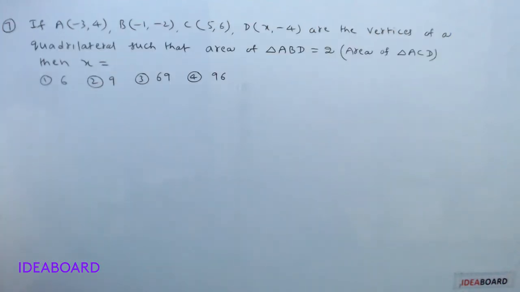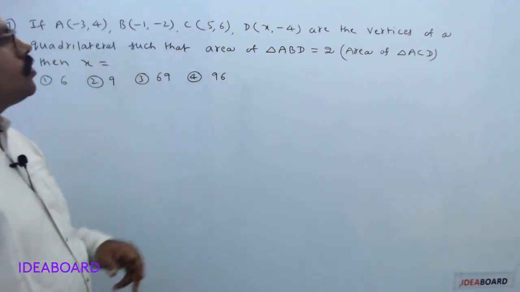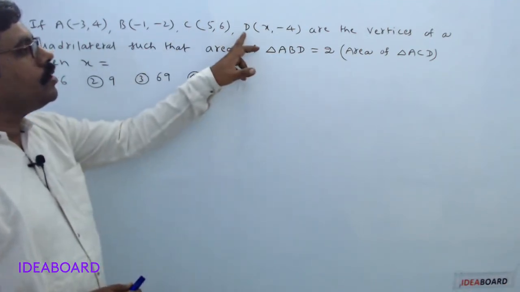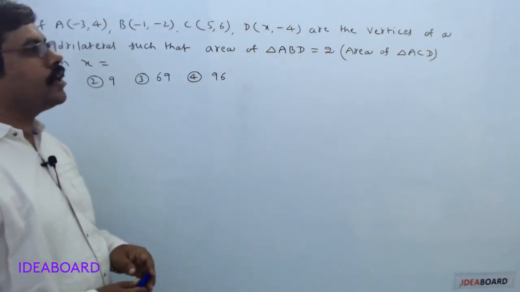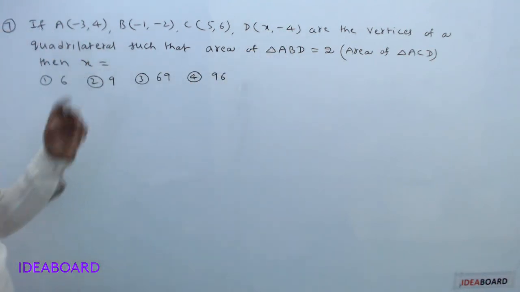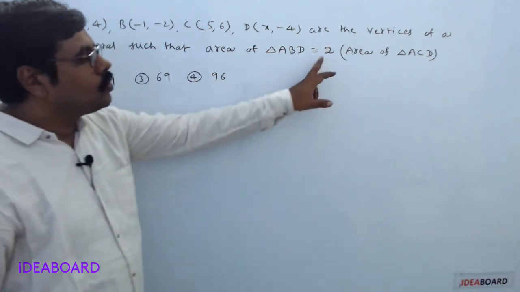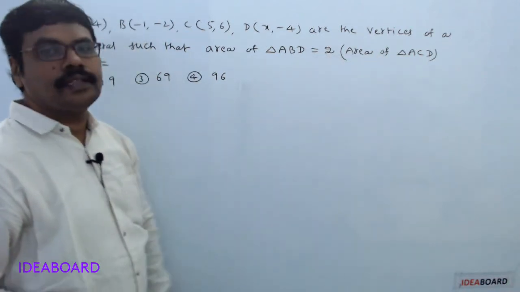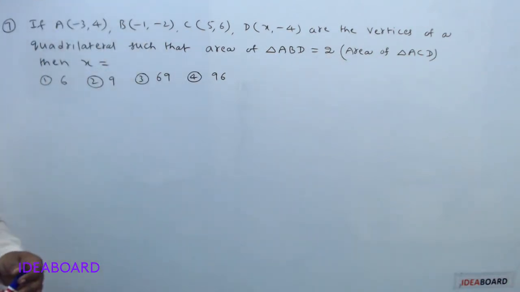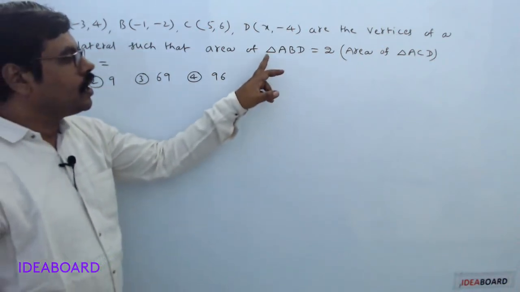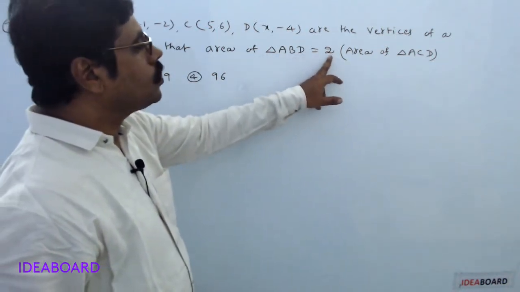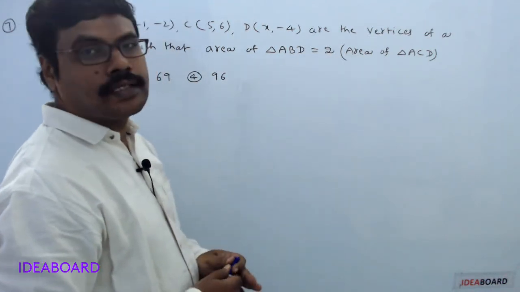Now come to the next problem. If A coordinates are minus 3, 4, B point coordinates are minus 1, minus 2, C point coordinates are 5, 6, D point coordinates are x, minus 4, which are the vertices of a quadrilateral such that area of triangle ABD equal to 2 times of area of triangle ACD. Then the value of x is? What is the given condition? Area of triangle ABD equal to 2 into area of triangle ACD.